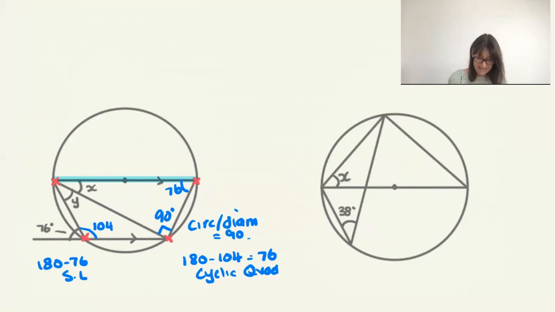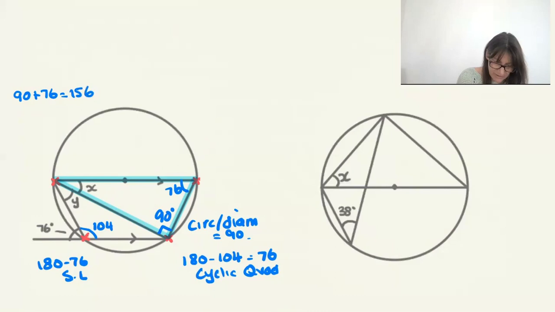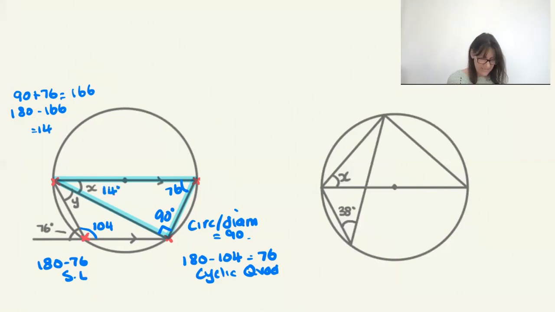Now I can find x, okay, because I have my triangle. I know that I've got the 90 and the 76. So where am I going to write this up here? 90 plus 76 is 166. And 180 take away 166 is going to be 14. So x is 14 degrees.